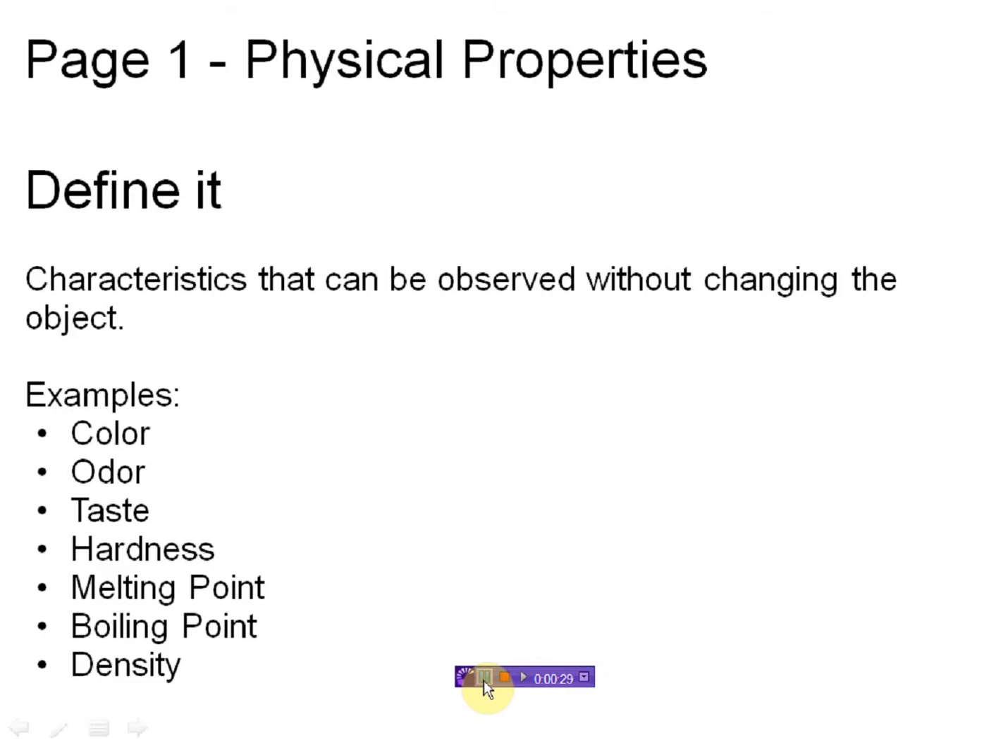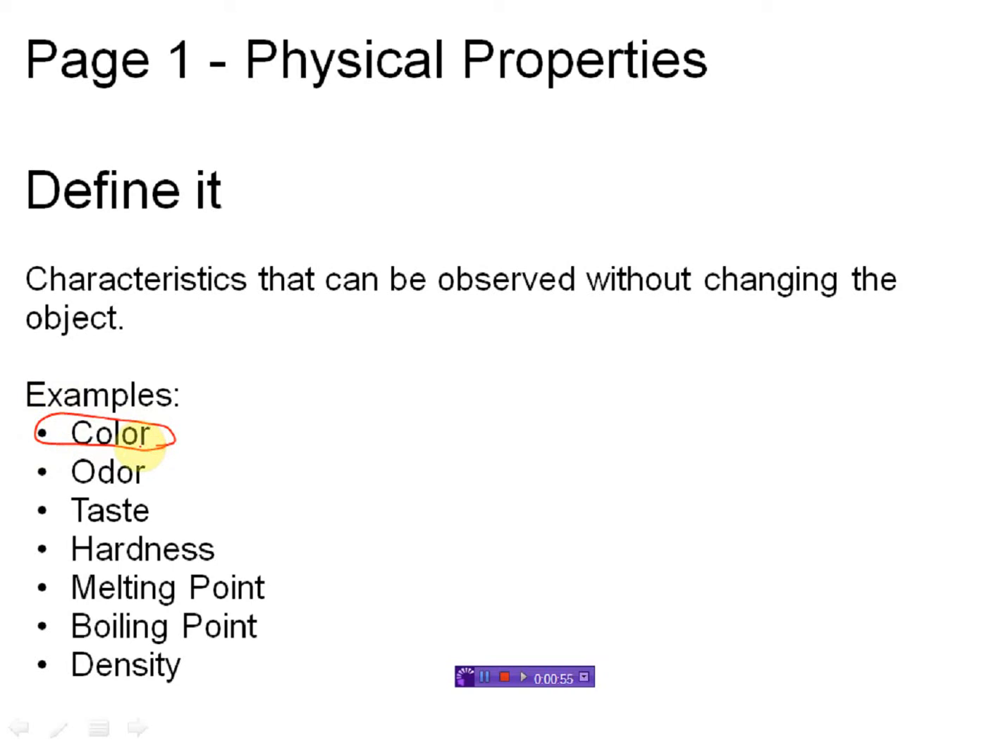What is a physical property? Well, first off, a property of matter is a description of matter. So when you think of a property, I want you to think of a description. Now, technically, we can define it as a characteristic that can be observed without changing the object. So if you look at something, you could ask, what color is it? You could describe matter by identifying the color.